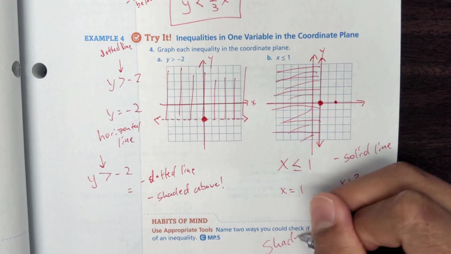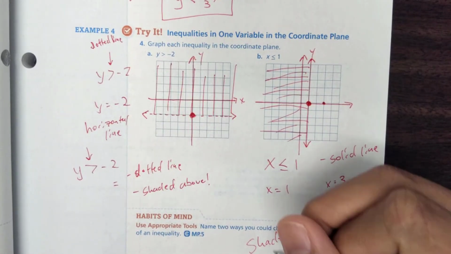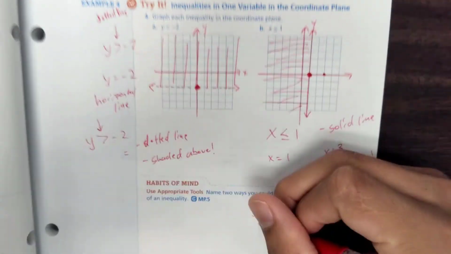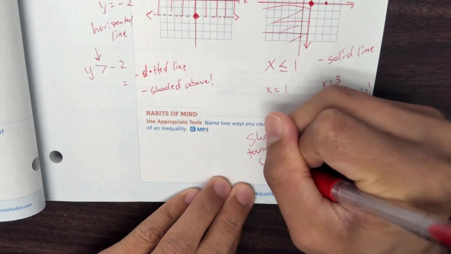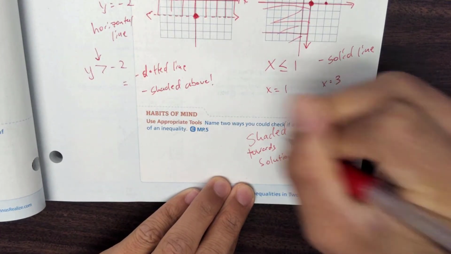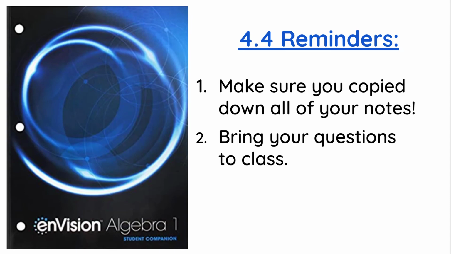So if there's a reminder for you: shaded towards solutions. Shaded towards solutions. All right? And that's it for 4.4. Make sure you copy down all your notes and bring your questions to class.